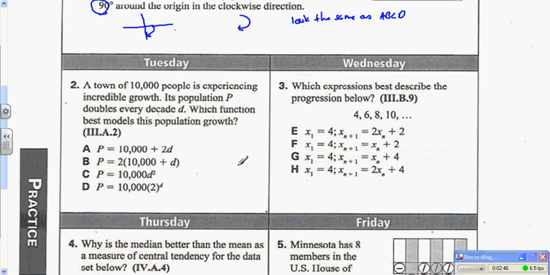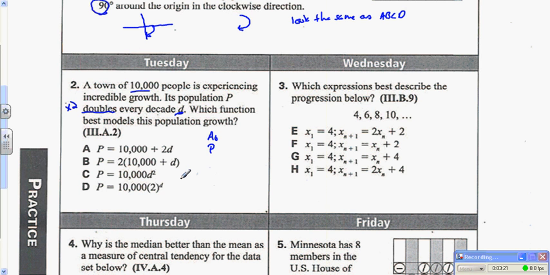A town of 10,000 people are experiencing incredible growth. Its population P doubles, which means times 2, every decade. Which function best models this population? Well, with growth and rate of increase or decrease, we always start with the initial amount. They call it A sub naught, or they would call it P for your principal or initial population, if you want to call it that. And they say we start at 10,000. So 10,000 has to be at the beginning.